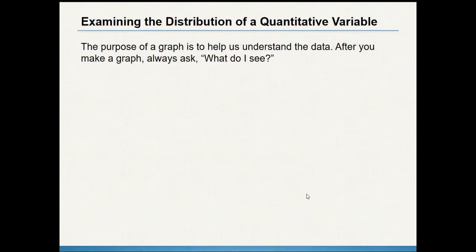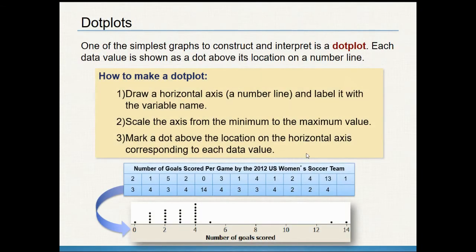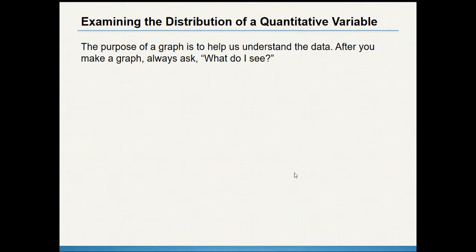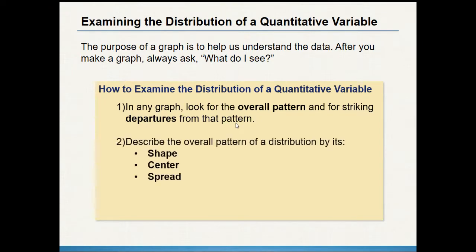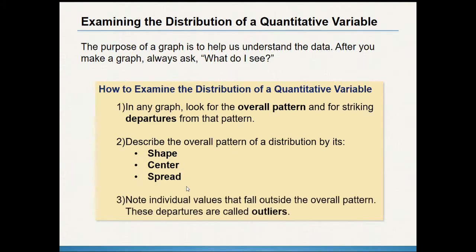All right, so we can examine the distribution of a quantitative variable. The purpose of a graph is to help us understand the data. After making a graph, we ask ourselves, what do we see here? What do we truly see in this? In any graph, look for an overall pattern or any kind of striking departure from the pattern. So we want to be able to describe three things here. We want to describe the overall pattern by its shape, its center, and its spread. Notice that individual values that fall outside of the overall pattern, these departures, are called outliers.